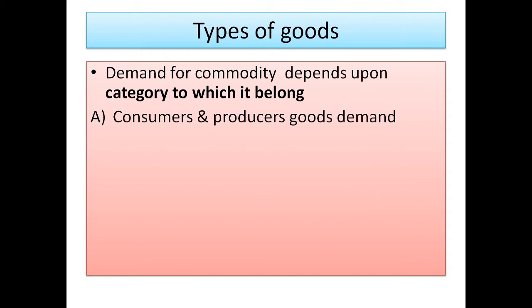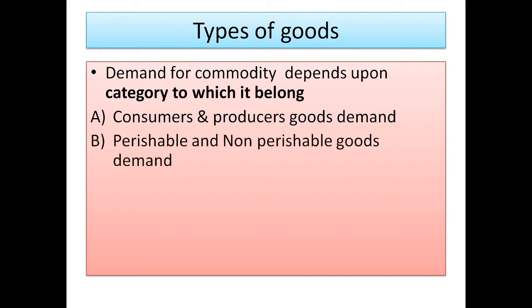So consumers' goods demand and producers' goods demand: on the basis of its use, we can divide all the demands between consumers' goods demand and producers' goods demand. Second category is perishable and non-perishable goods demand. On the basis of the product's nature, we can say perishable goods demand and non-perishable goods demand.